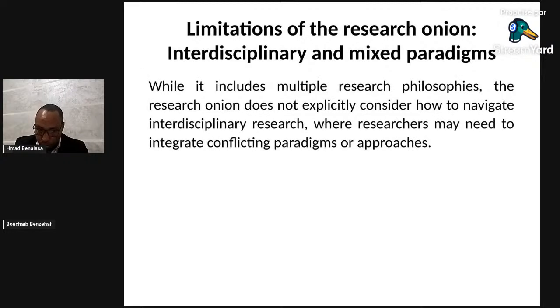Another limitation is interdisciplinary and mixed paradigms. While the research onion includes multiple research philosophies, it does not explicitly consider how to navigate interdisciplinary research, where researchers may need to integrate conflicting paradigms or approaches. Because different fields have different philosophical assumptions, different methodological traditions, and research practices, one problem facing researchers doing interdisciplinary research is how to integrate these differences. So here, flexibility is key when navigating interdisciplinary research to integrate differences and contradictions from diverse fields.